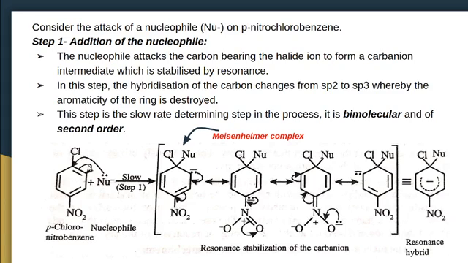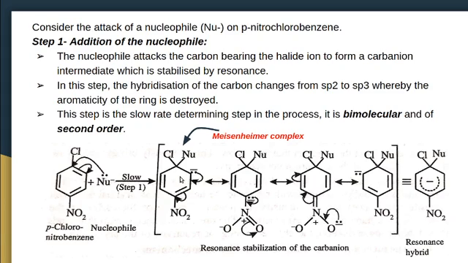It became sp3 hybridized, this carbon. This step is slow, the rate determining step in the process. It is bimolecular and of second order. This step is slow because in this step there is loss of aromaticity. Aromaticity is destroyed in this step because of the change of the sp2 hybridized carbon to sp3 hybridized carbon.